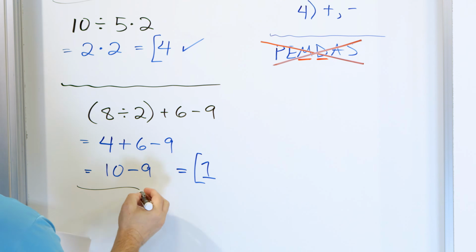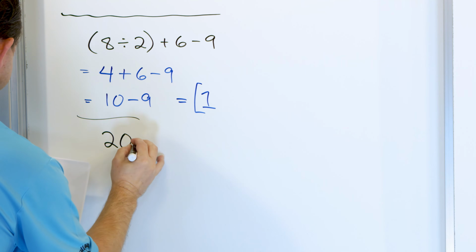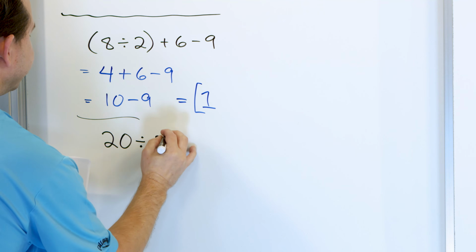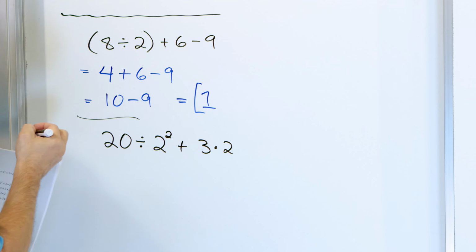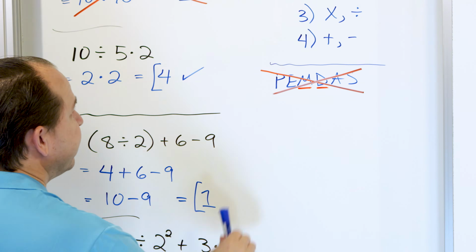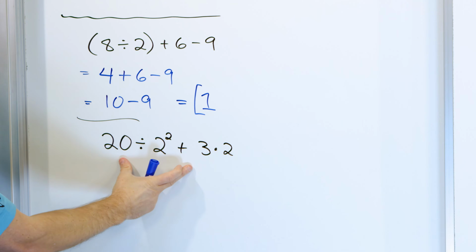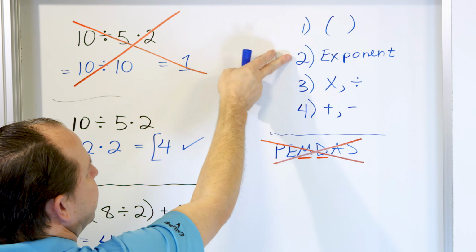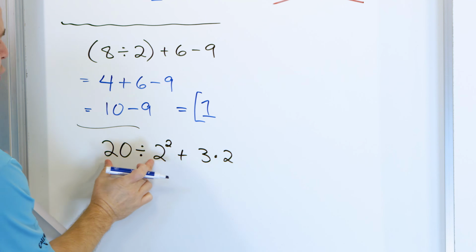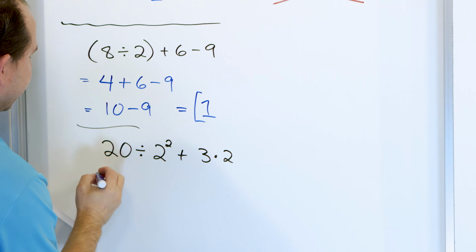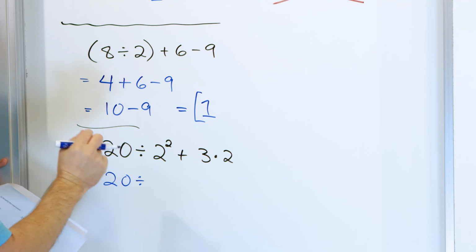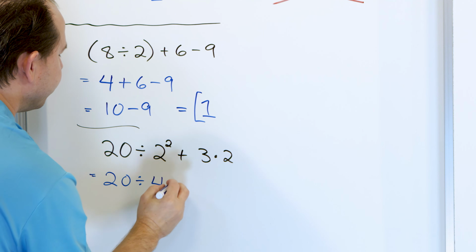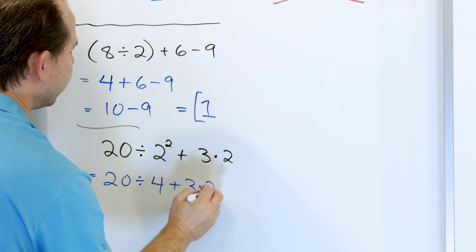All right, let's say I have 20, and then I'm going to divide by 2 squared, and then plus 3 times 2. So again, first thing is always parentheses. Do I have any parentheses? No, I don't. Next thing, exponents. Do I have any exponents? Yes, I do. So I ignore everything else and only focus on this. So everything else in the problem gets rewritten. 2 squared is 2 times 2, which is just 4. And I just rewrote the rest of the problem.